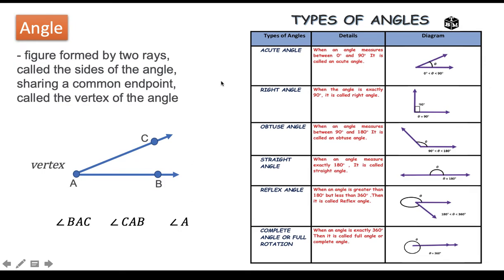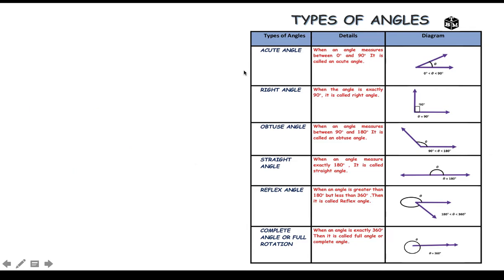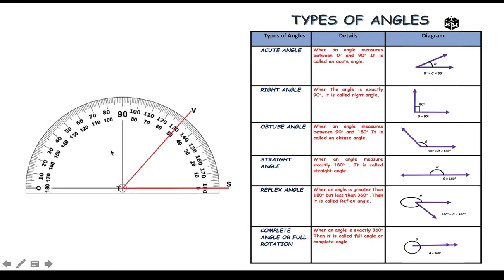There are different types of angles, and they are named according to their angle measures. An angle can be measured using this device called the protractor, and the unit used is degree. An acute angle is an angle that measures between 0 degrees and 90 degrees, like the diagram right here. While a right angle is an angle that measures exactly 90 degrees.